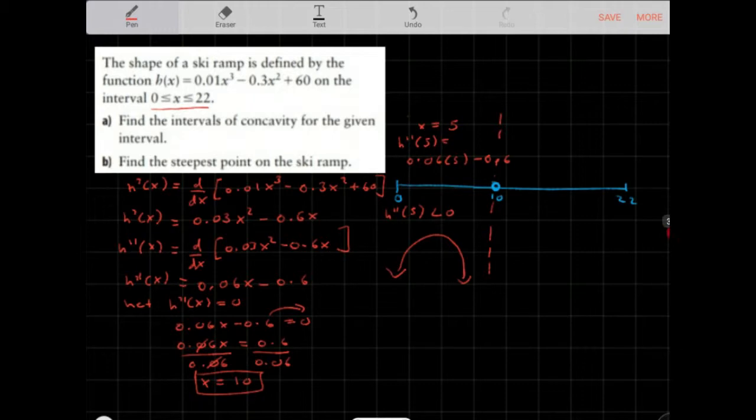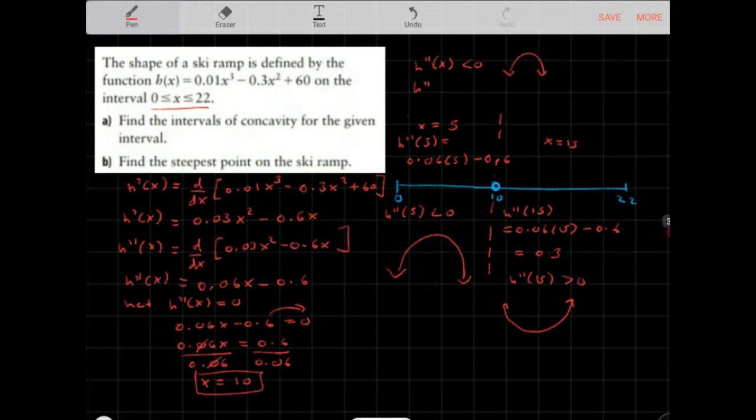Now between 10 and 22, let's say x is equal to 15. I'm going to do h double prime of 15, which is 0.06 times 15 minus 0.6, and that's going to give me positive 0.3. So h double prime of 15 is greater than 0, so this is going to be concave up. We're basically referring back to the second derivative test: if h double prime of x is less than 0, it's concave down. If h double prime of x is greater than 0, it's concave up.